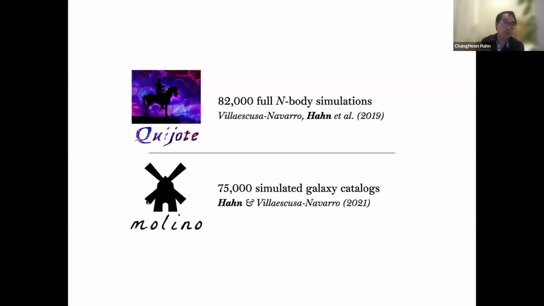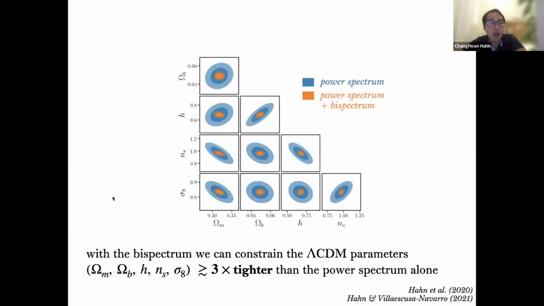So a couple of years ago, to answer this question, I, with collaborators, constructed these 2 suites of simulations, the Quijote and the Molino suite, which are tens of thousands of simulations built on top of N-body sims in order to quantify the information content of the cosmological observables beyond the power spectrum. So based on these forecasts that we conducted with these simulations, what we found is, and in this figure, I'm showing you the forecast for the power spectrum in blue and the power spectrum plus the bispectrum in orange. And we can see that with the bispectrum, we can constrain lambda CDM parameters with more than 3 times the precision of the power spectrum alone.